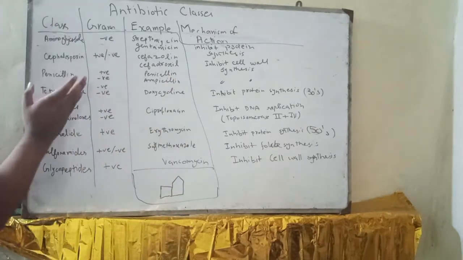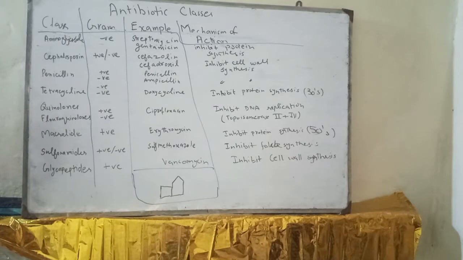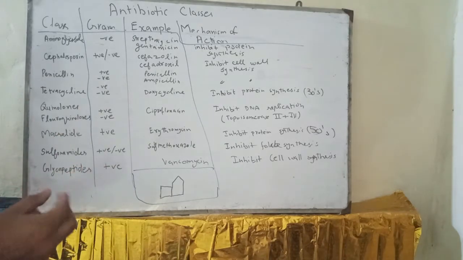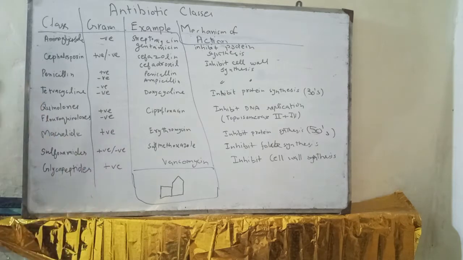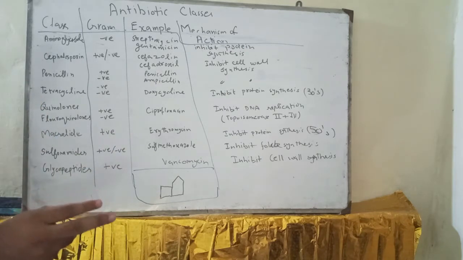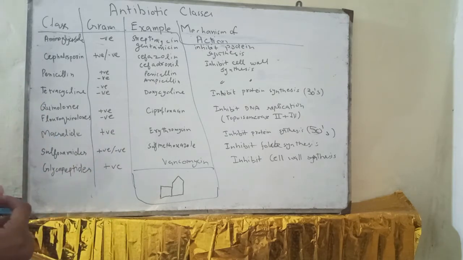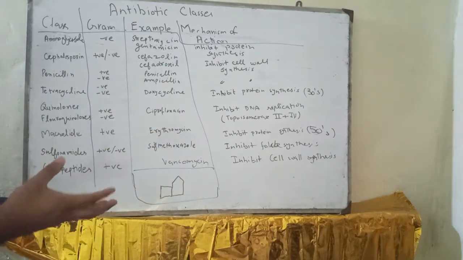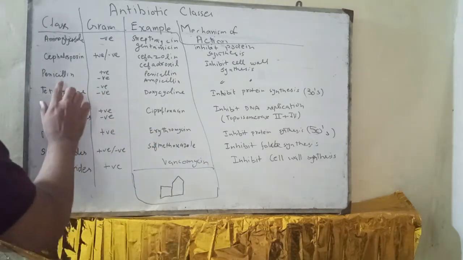So cephalosporin and penicillin, these both drugs are very selective and the safest drugs that are used for humans, because human cells have no cell wall, so they selectively kill the bacteria that have a cell wall. Either it is prokaryotes, eukaryotes, all bacteria contain a cell wall.